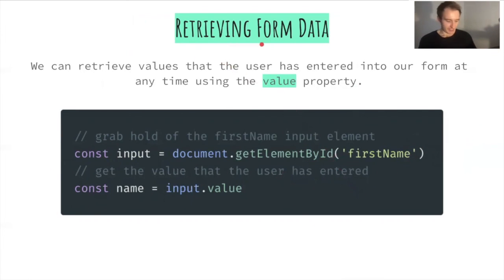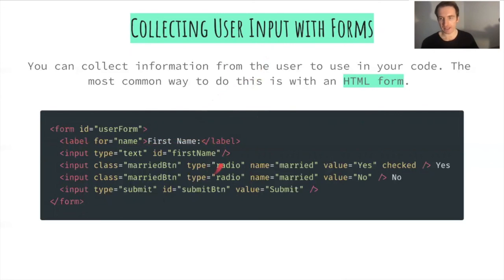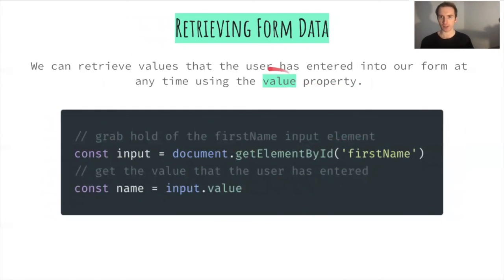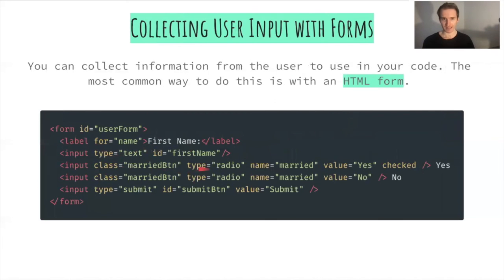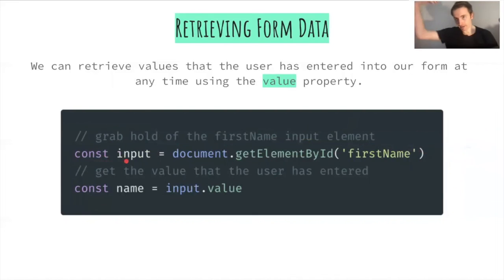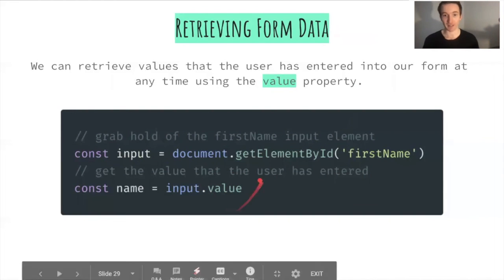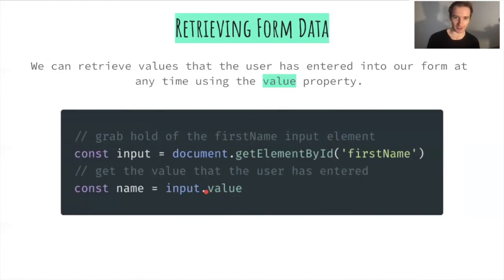Okay, so if we want to get the value of one of these fields, it turns out there's a property called value that automatically gets added to this type of DOM node. So in this case, we're grabbing this input with the name of first name and the ID of first name. Yeah, this one. So this is a text field. The user's written something into it. We can grab hold of that input, the text field, and we can get the value using the value property on that node.